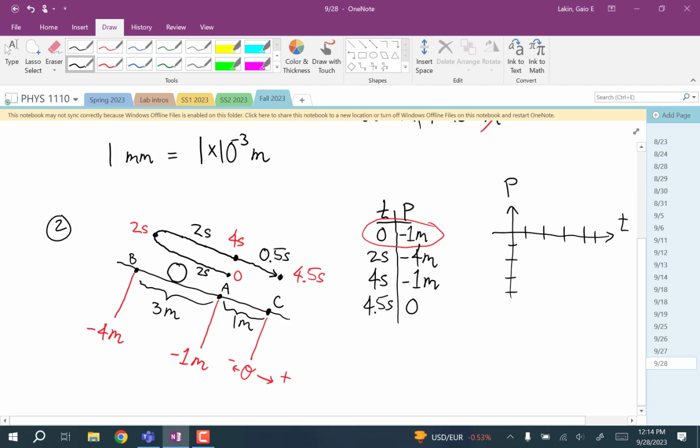So plot the point 0, -1. Plot the point 2, -4. The point 4, -1. And the point 4.5, 0. And then fill that out. Any other questions about that?